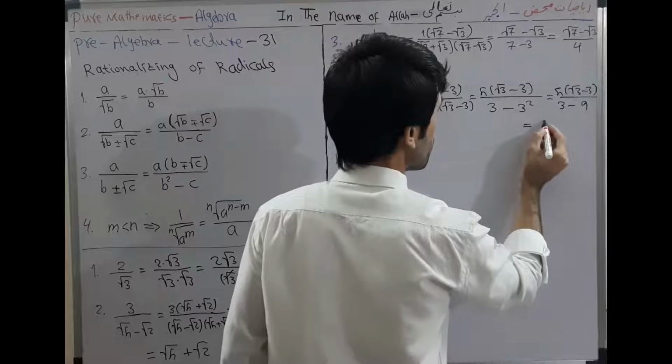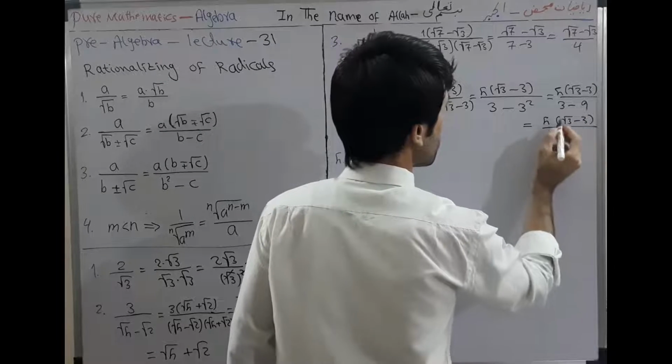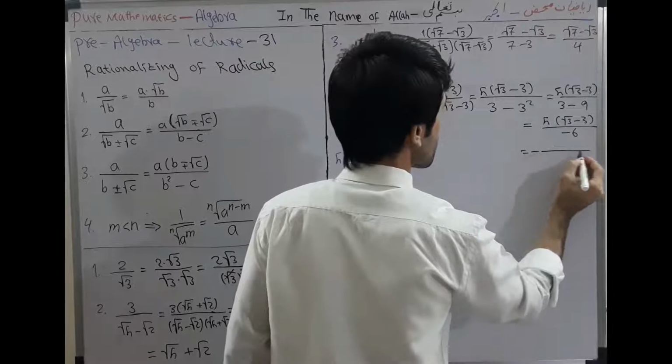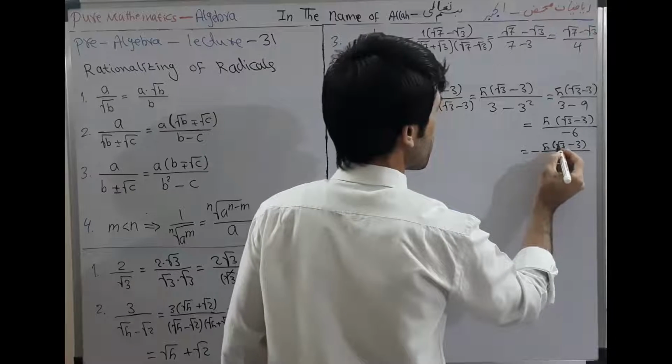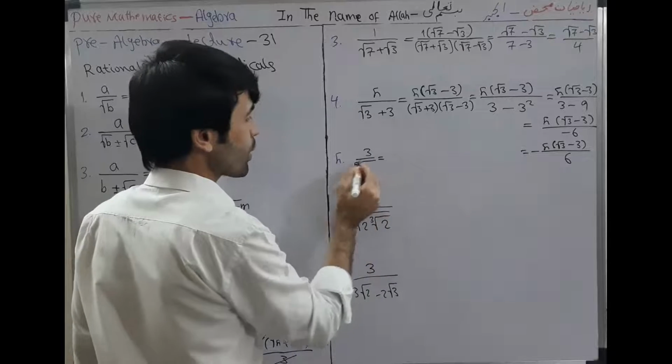It is equal to 5 into square root of 3 minus 3 over 3 minus 9 minus 6. We can write minus 5 into square root of 3 minus 3 over 6. It is the answer.